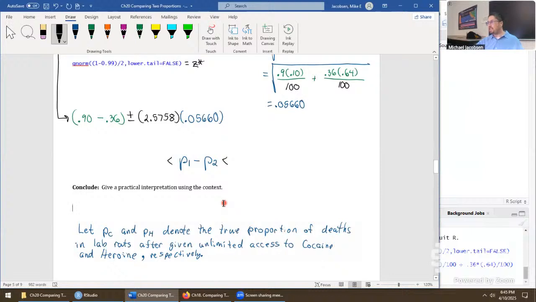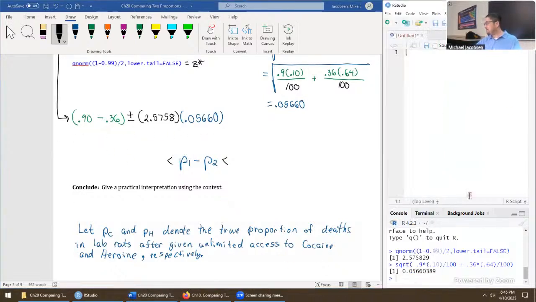So now at this point, back to the calculator, we're focusing just on this portion right here. Parentheses are kind of helpful sometimes just to organize what's going in. 0.90 minus 0.36. Starting with the minus for the lower bound, 2.5758 times 0.05660 gives us this lower bound here. So we have something close to about 40%. Let's take 0.3968.